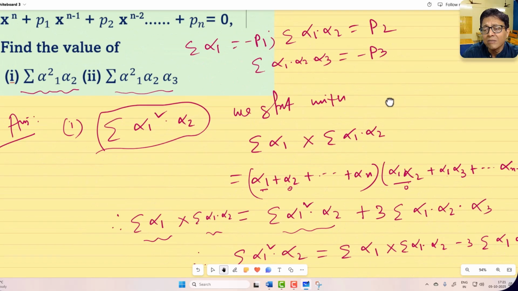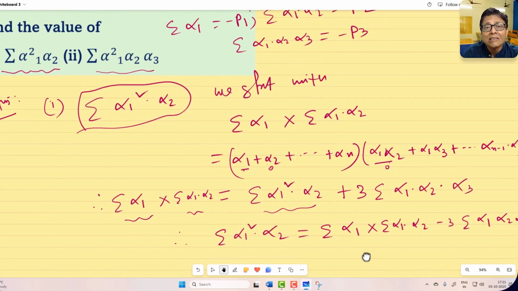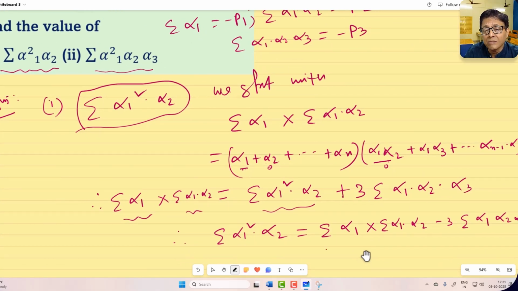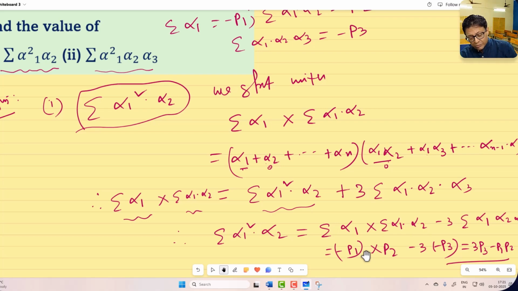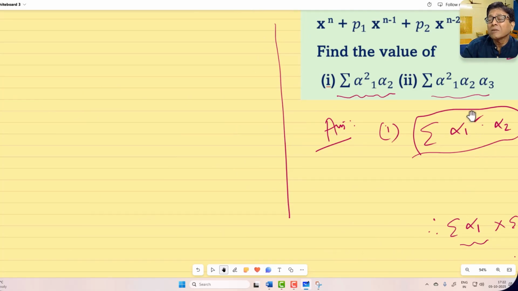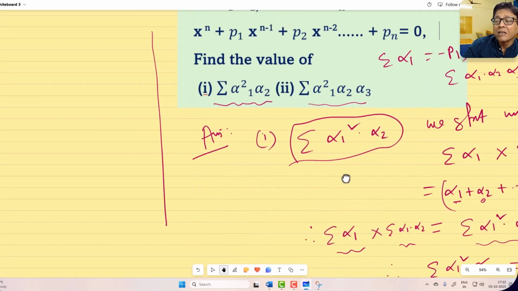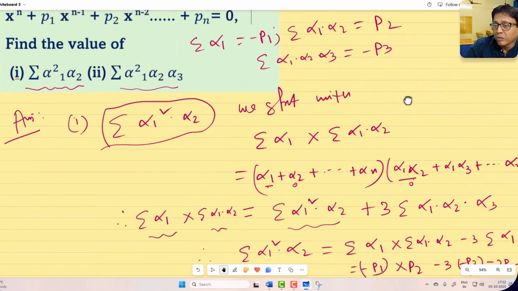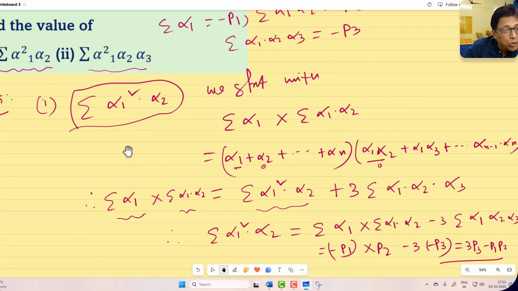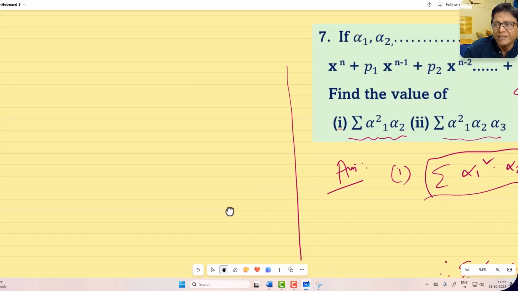Just substitute there. Sigma alpha 1 is minus P1, times P2. So this is going to be 3P3 minus P1 P2. Understood? The second example, similar type I have taken, just to make you understand, just to count how many terms of product of 3 or 4 will be there.